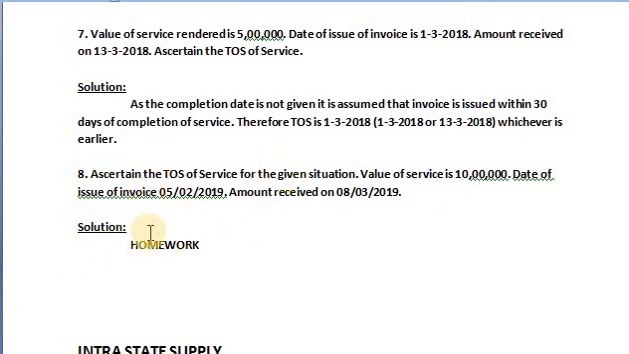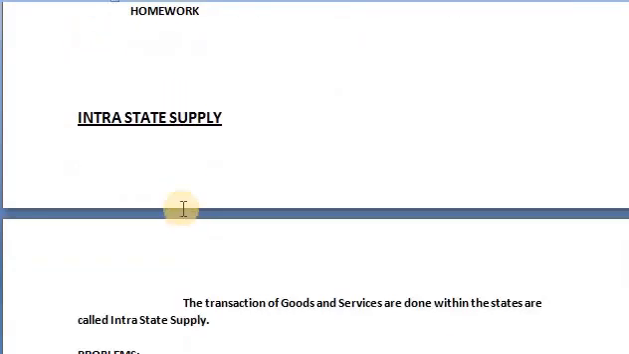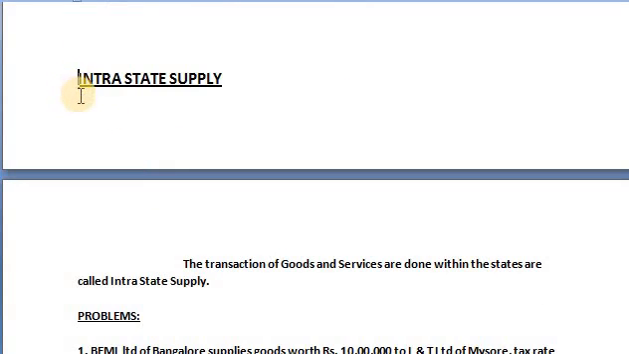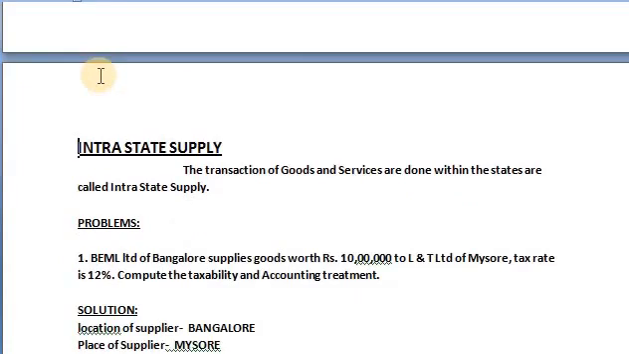The 8th problem is a similar problem. I want you all to do it as homework. Just give the statement there. And coming to the next problem. See, next concept it is, not next problem, next concept.